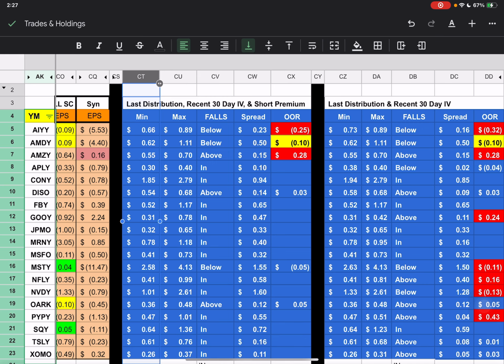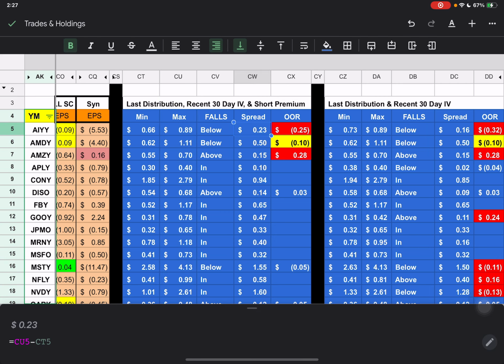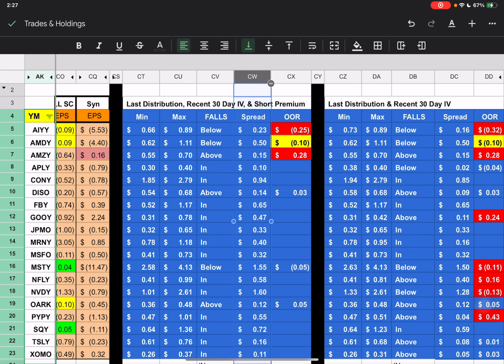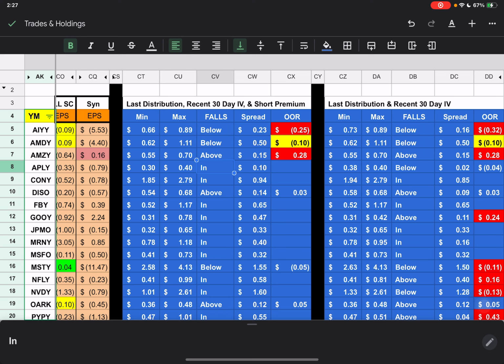This is the minimum and the maximum, looking at that last distribution, the 30-day IV, and the short premium received. And this is our range on the other sheet when we're looking at it between this and this. That's the range. And then I guess I should have probably put the spread next between those. I guess it doesn't really matter. I'm going to leave it. And then this is the spread. So the difference between 66 and 89 is 23 cents.